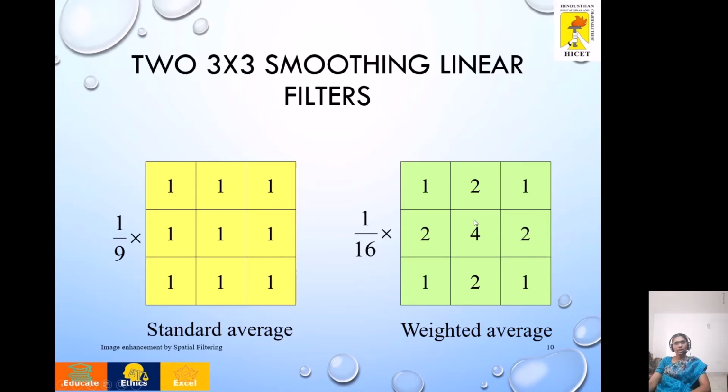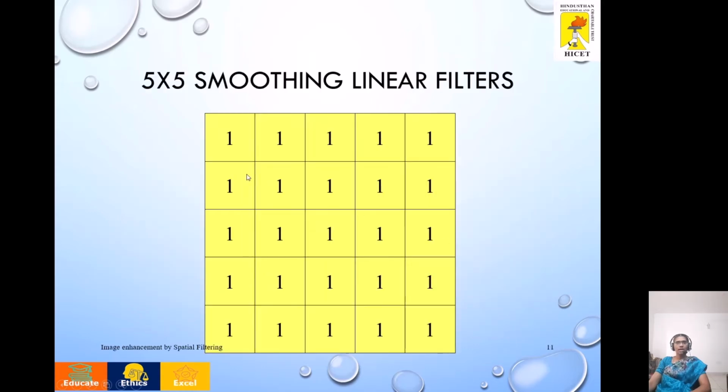If you want a weighted average, the center pixel can be provided with a higher value of 4. And if, suppose, the mask provided is a 5 by 5 mask, then 25 pixels are there. So to get the average, you have to divide it by 25.